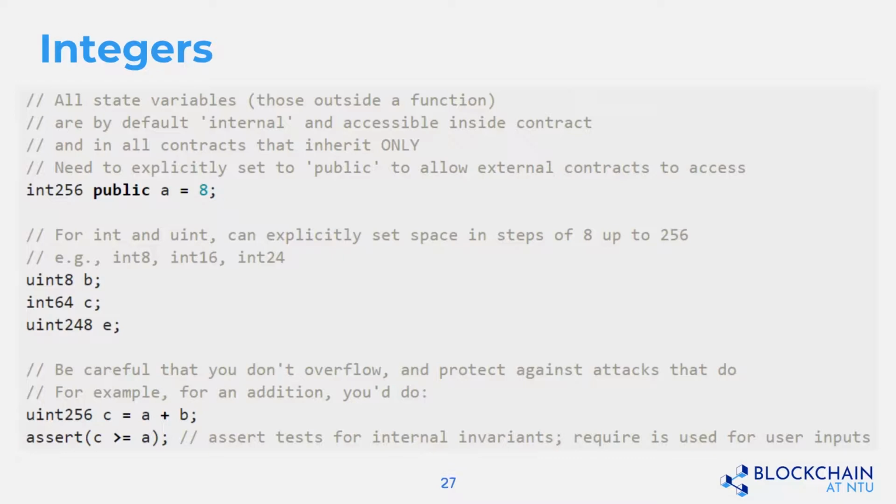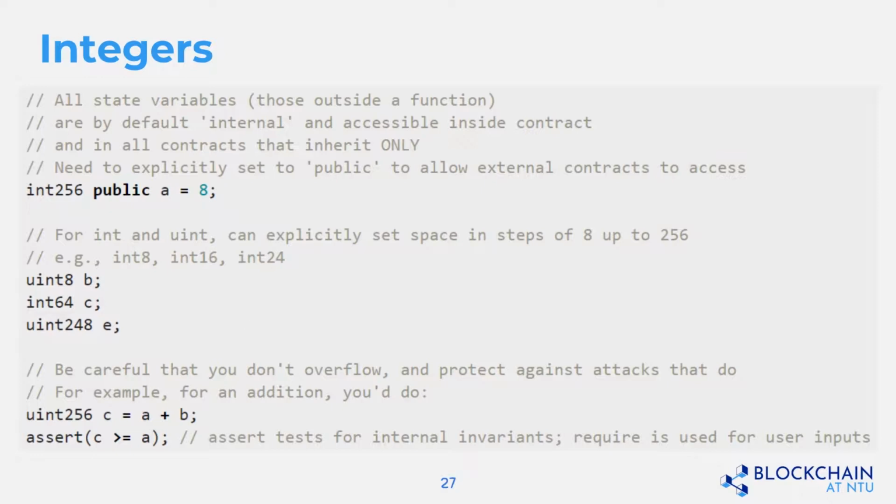Now for this part, it says int256 public a equals 8. The keyword here is public, right? By default, all variables are internal, so they can only be accessed from within the contract itself. But when you put public there, they can be accessed from outside of the contract. So any functions outside of your current contract can also call this variable a, in this case. It needs to be explicitly set to public, because by default it's internal.